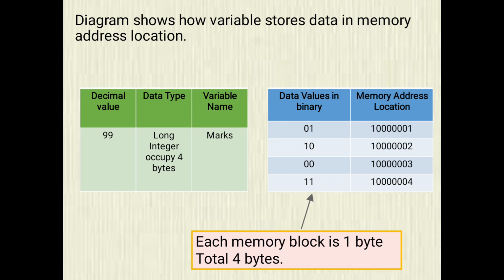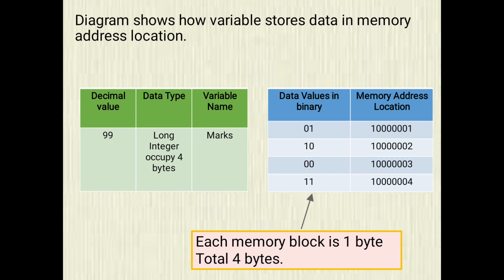On the left hand side I've written the 4 bytes, and here on the right hand side are those 4 bytes. So 99 is converted into binary and stored in the memory blocks. Each block occupies one byte of memory. Then the memory address location shows where that block is located, for example 10000001. All 4 bytes of that number are stored in 4 different memory address locations.